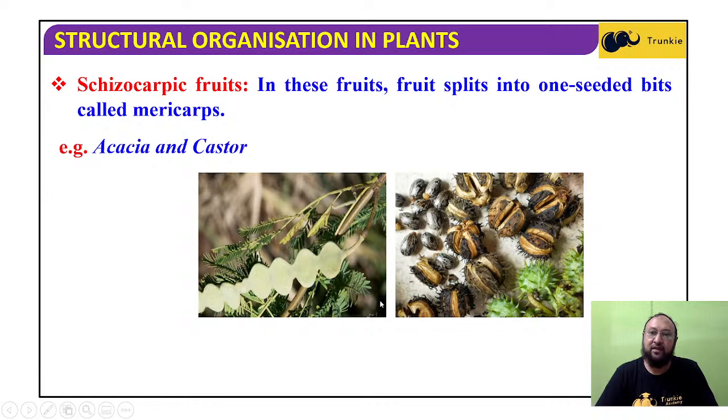See, like this, and one seed. The split open, and this is the castor. Now, the constriction is there, and this is a mericarp. After the constriction, the main portion is the mericarp.